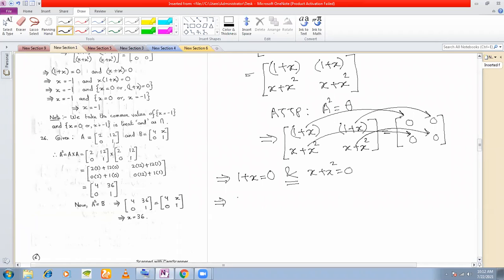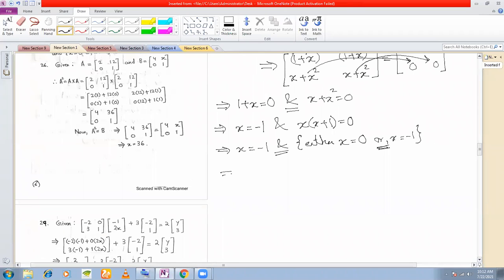So that means here you have x is equal to -1, and x into x plus 1 is equal to 0. That means x is equal to -1, and from here what do you get? Either x is equal to 0 or x is equal to -1. See, here we are getting OR here. I have an AND here, I have an OR here.